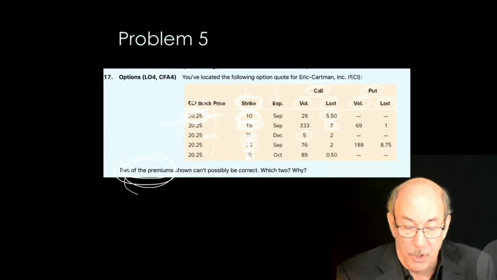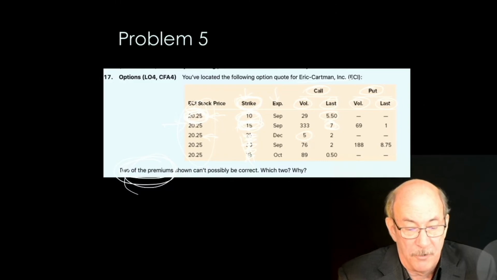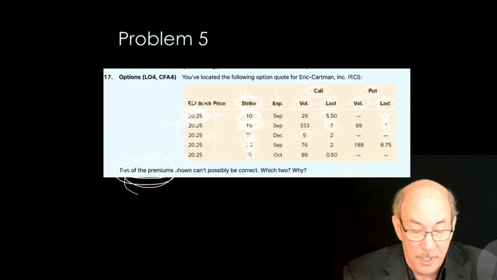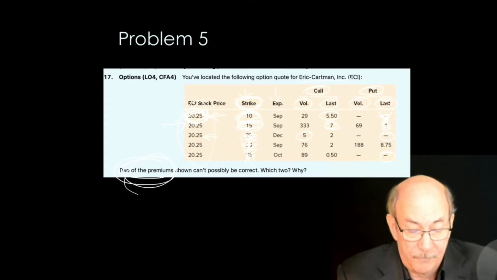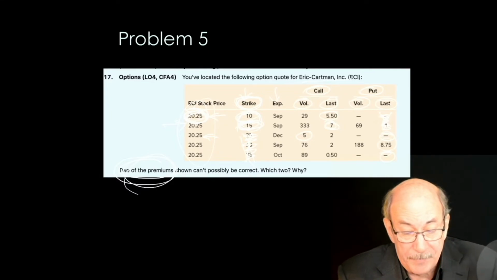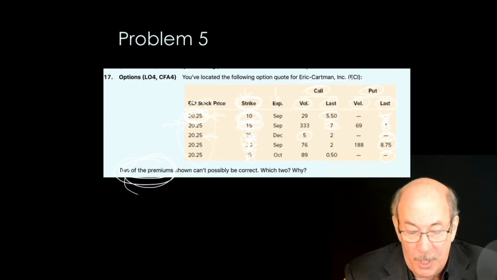Now, what about the puts here? So the reverse is true of the puts. Any put with an exercise price below the stock price is out. So we could scratch those off right off the bat. We don't have a price for the $25 put. We don't have a price for the $35 put. We do have a price, though, for the $30 put. And it turns out that one also appears to be mispriced.